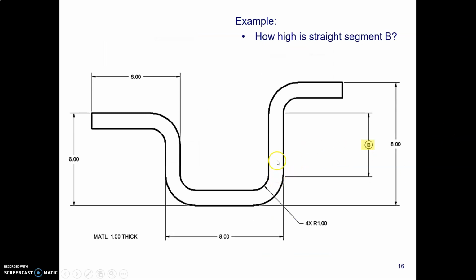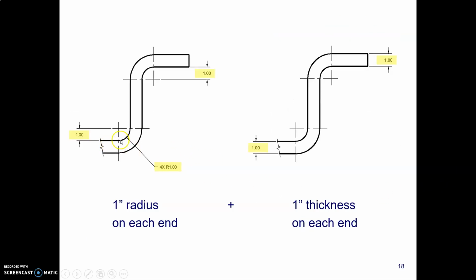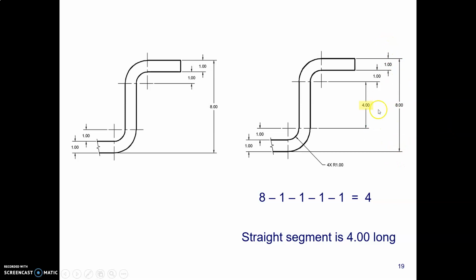Here on this same part, let's think about how high is the straight stuff over here on this vertical leg on the right side. Again, we have a 1-inch bend radius, and the material is 1 inch thick, and we have an overall height of 8 inches. So what does that mean for the straight stuff? On each end of the straight stuff, we have a 1-inch radius and a 1-inch radius. And then on each end of the straight stuff, we have a 1-inch material thickness and a 1-inch material thickness. So we've got, in this vertical height, 8 inches total minus 1 inch material minus a 1-inch bend radius minus another 1-inch bend radius minus another 1-inch material thickness. That leaves us with 4 inches of straight stuff.